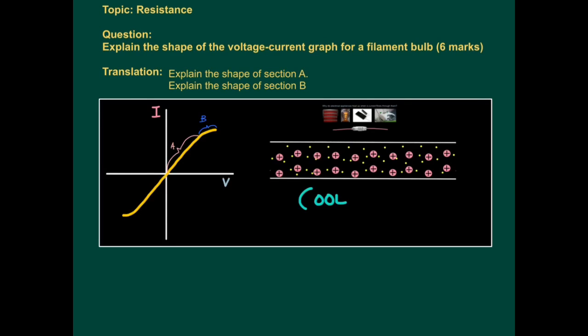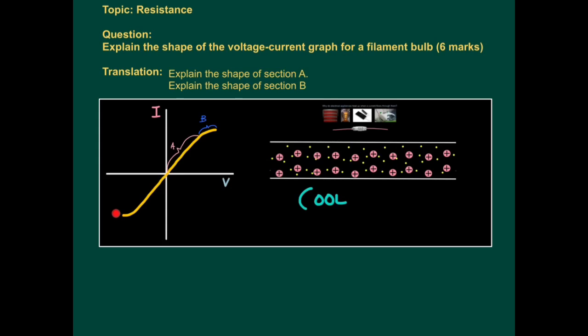This exam application tutorial is on the topic of resistance. The question reads, for 6 marks, explain the shape of the voltage current graph for a filament bulb. So here's your filament bulb voltage current graph, and really we're saying explain the shape of section A and then section B, because that's where it changes.